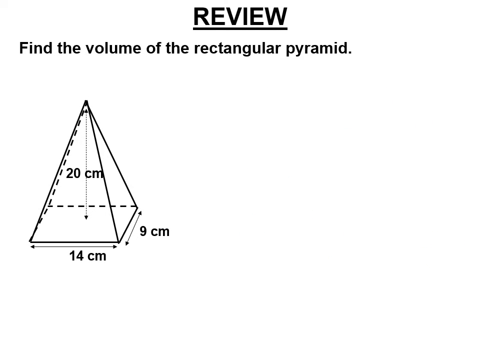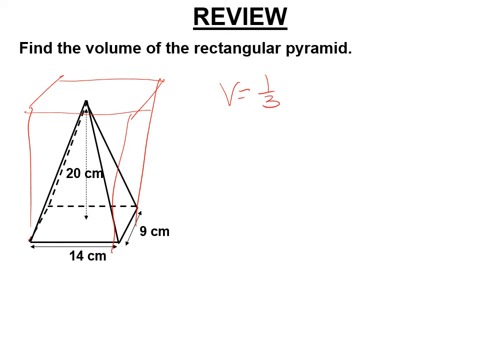All right, pyramids are 1/3 the size of a rectangular prism. So if you had this rectangular prism with the exact same height, length, and width, the pyramid will be 1/3 the size, because the volume of a pyramid is 1/3 the area of the base times the height. But the area of the base, since it's a rectangle in this case, is length and width, right? It's 1/3 the rectangular prism. The area of the base here is 14 times 9, right? And the height here is 20.